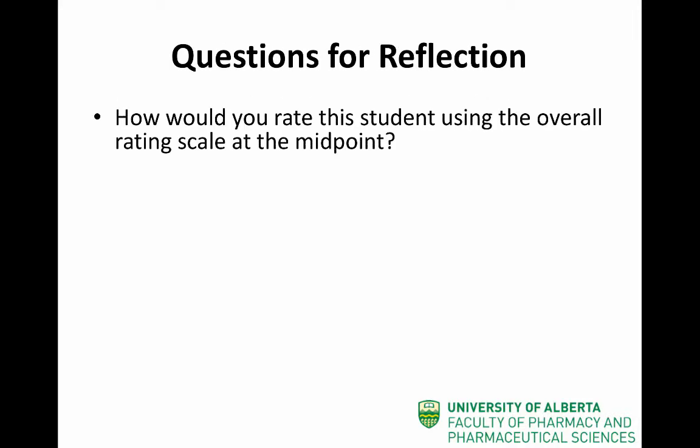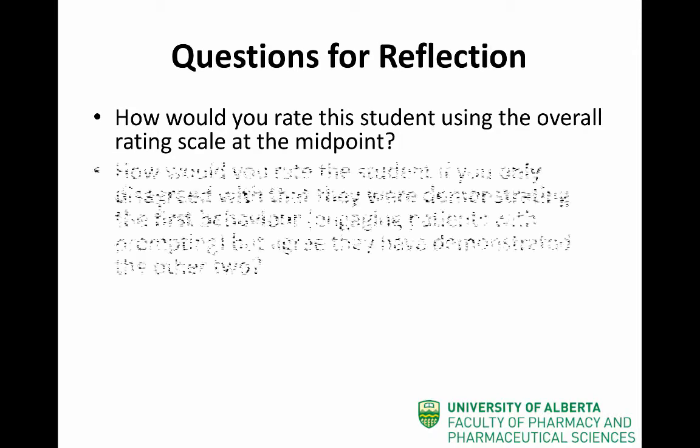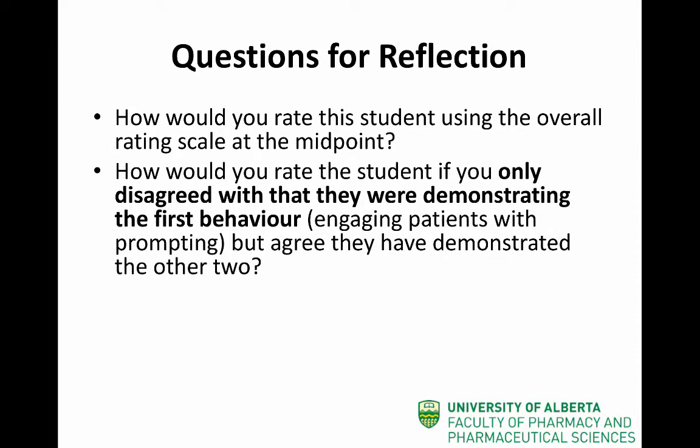Now, what if we had a little bit of a different scenario? What if we only disagreed that they were demonstrating the first behavior, engaging patients with prompting, but we agreed that they were demonstrating the other 2? Do I provide meets an acceptable level of performance at midpoint, or do I still provide a needs improvement? I think this is a personal preference choice. And at midpoint, this is something that is very much obviously up to the preceptor and the level of comfortability you have with any given student.